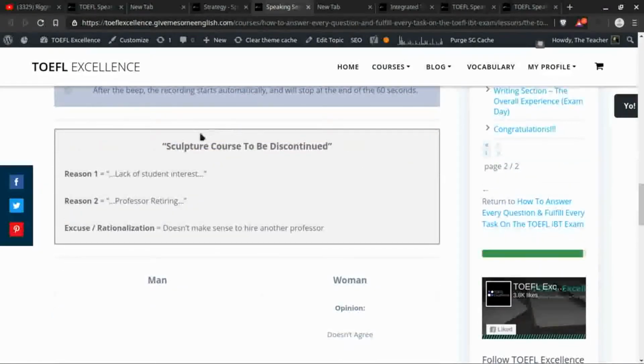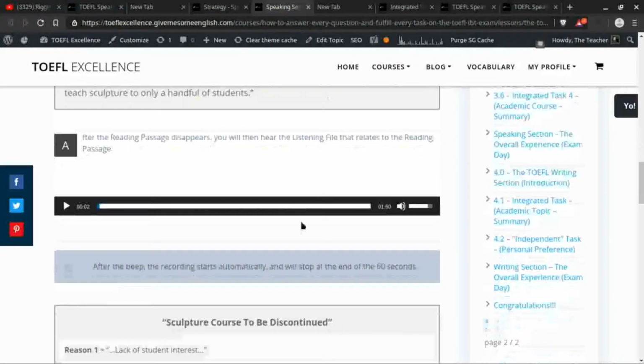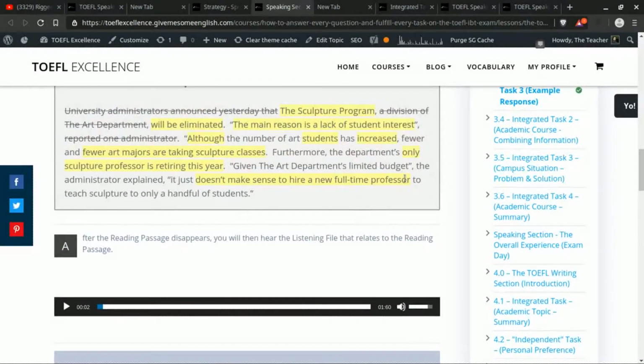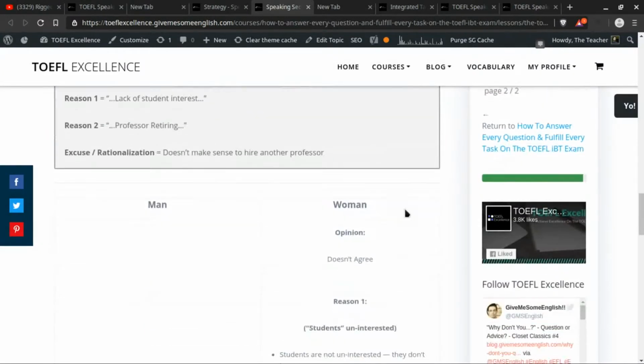So then down here in your notes, you could just copy the title, Sculpture Course to be discontinued. Or you could just write Sculpture Course discontinued. Reason 1, lack of student interest. That's written up here. Lack of student interest. Reason 2, professor retiring. That's the professor retiring right here. And then they gave a further example that it doesn't make sense to hire a new professor, but that's related directly to this one. So I wrote excuse, rationalization, doesn't make sense to hire a new professor.